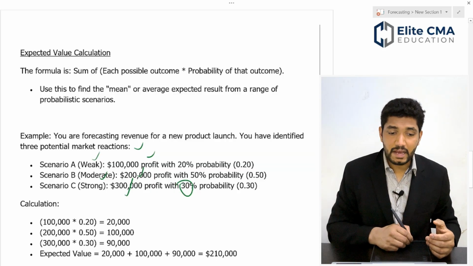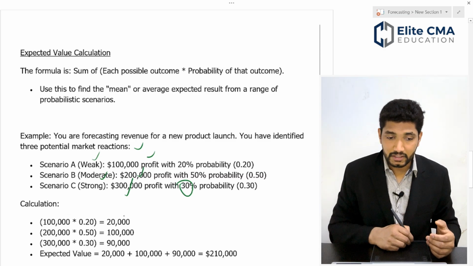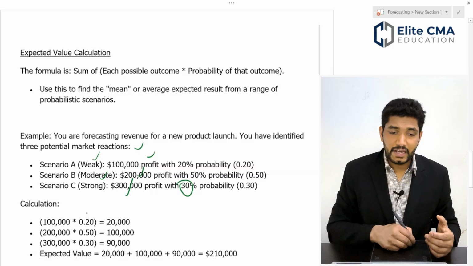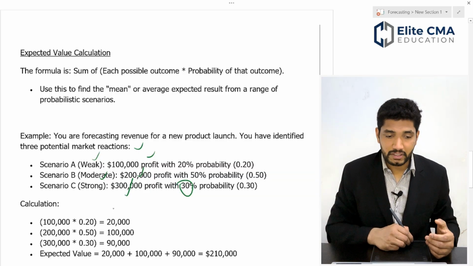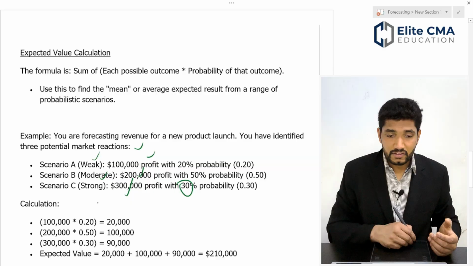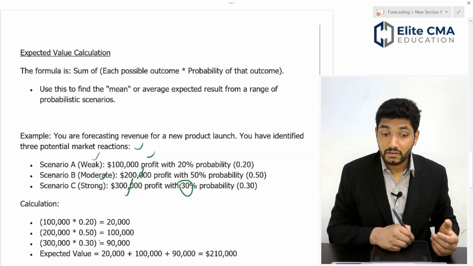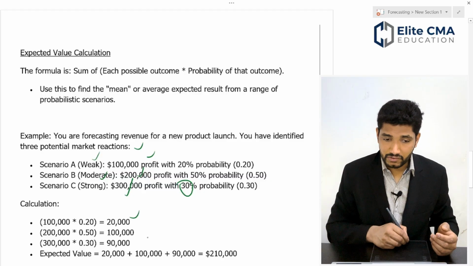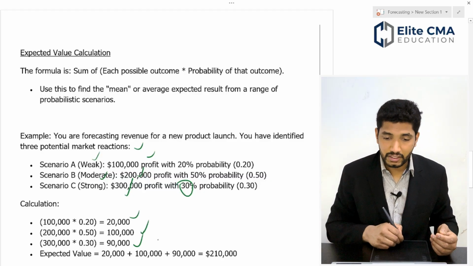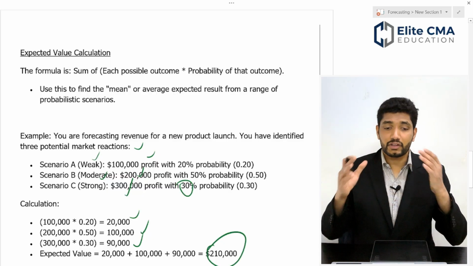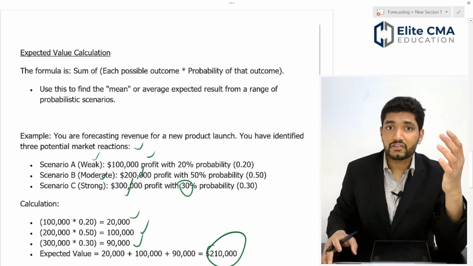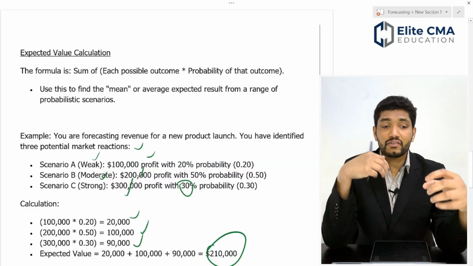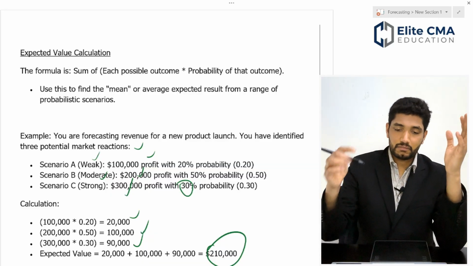You can apply the scenario A expected profit times its probability, plus the scenario B expected profit times its probability, plus the scenario C expected profit times its probability. That means 20,000 plus 100,000 plus 90,000, that is 210,000, your forecasted revenue based on this expected value calculation.